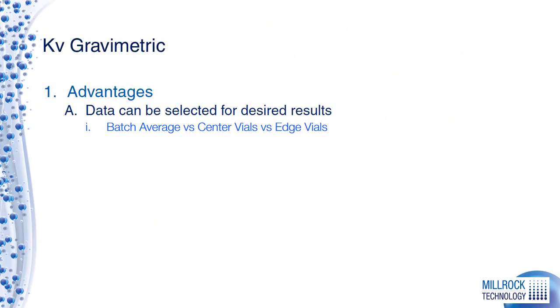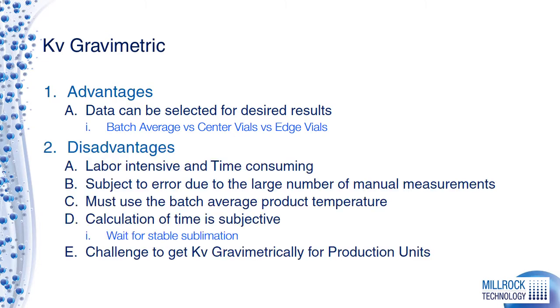Kv gravimetric has some major advantages. The advantage is that data can be collected and you can look at the desired results, a batch average or just the center vials or just the edge vials. The disadvantage is it's extremely labor intensive. It's subject to error due to the large number of manual measurements. And you've got to use a batch temperature average, not the actual vial temperature. The calculation is subjective to the time that's used, and it's a challenge to get Kv gravimetrically for production units, so it may not be realistic for you to use.